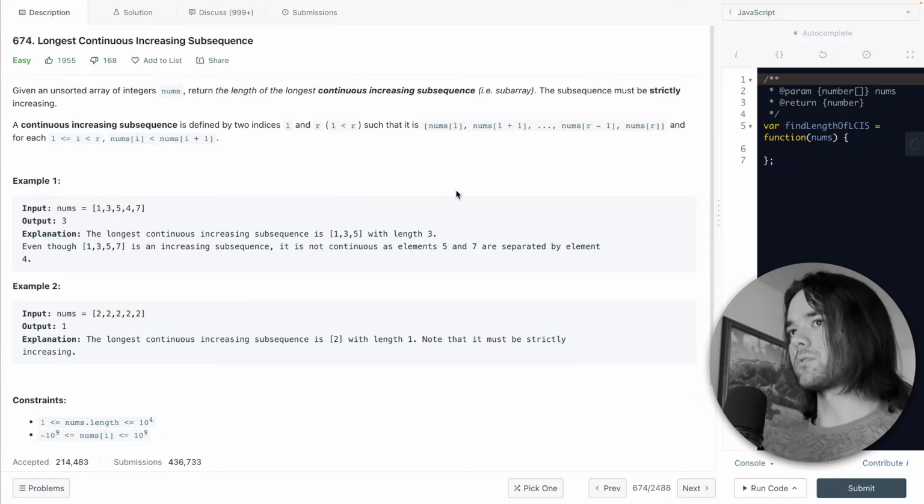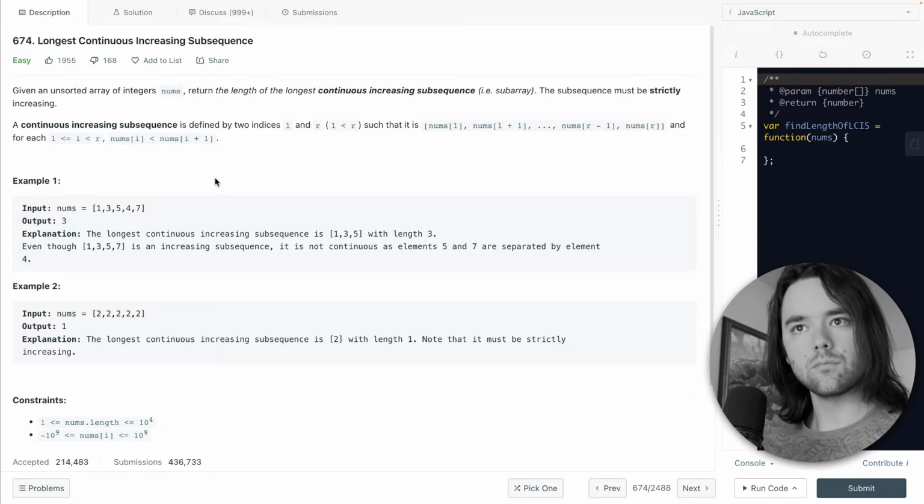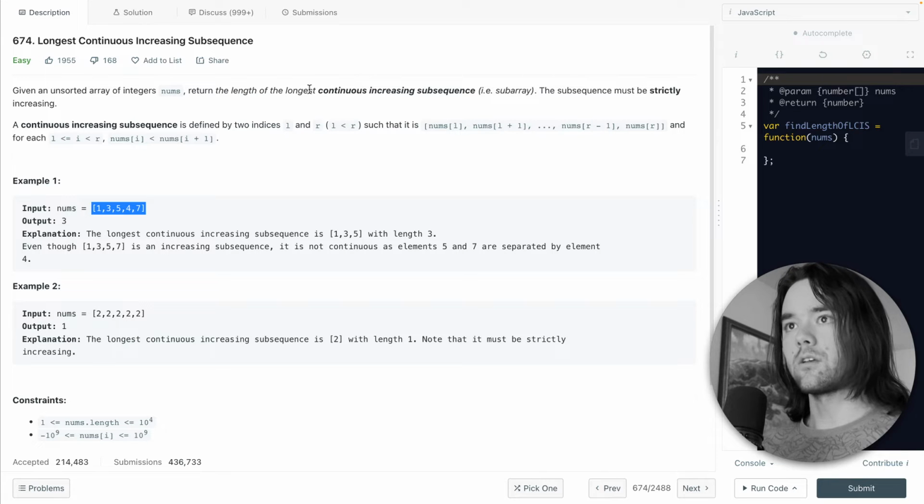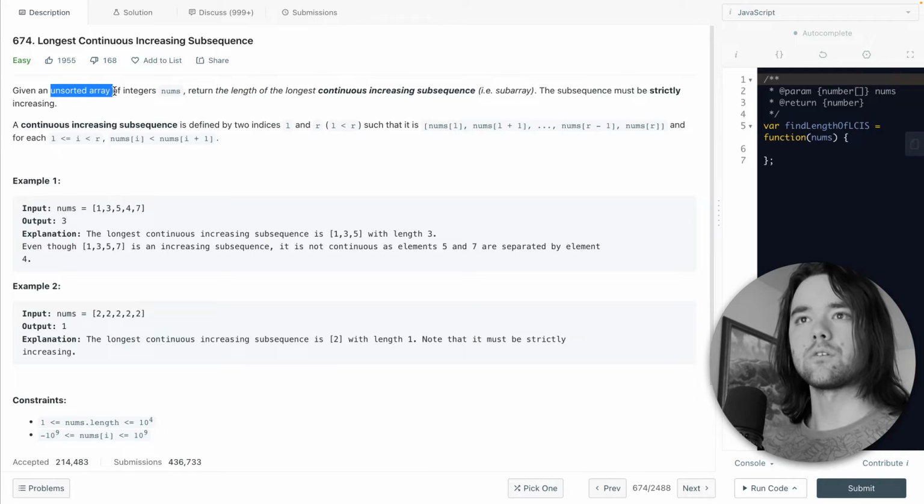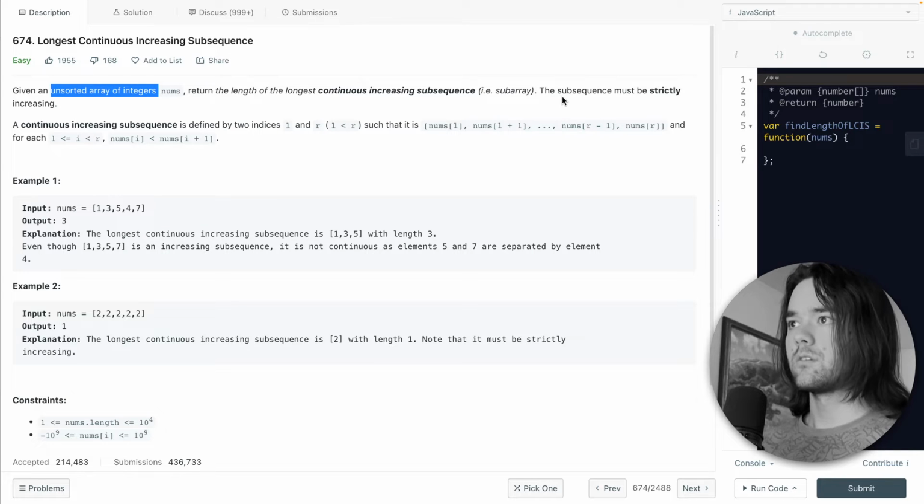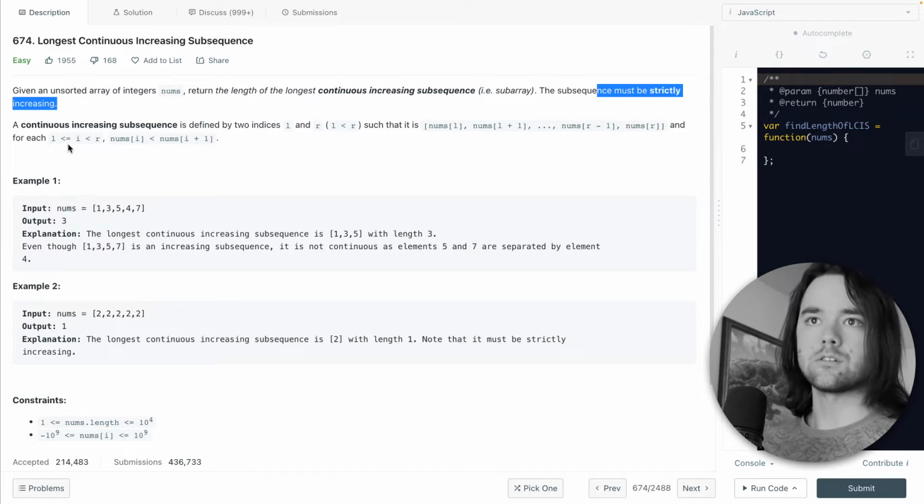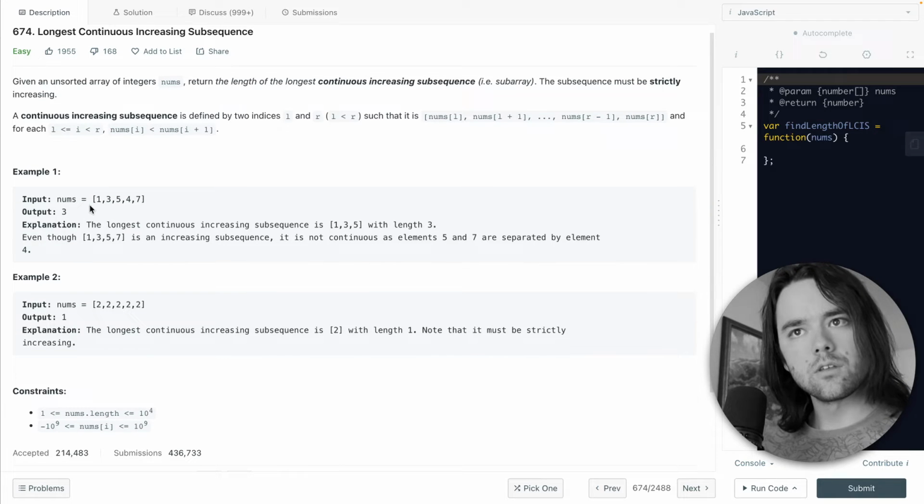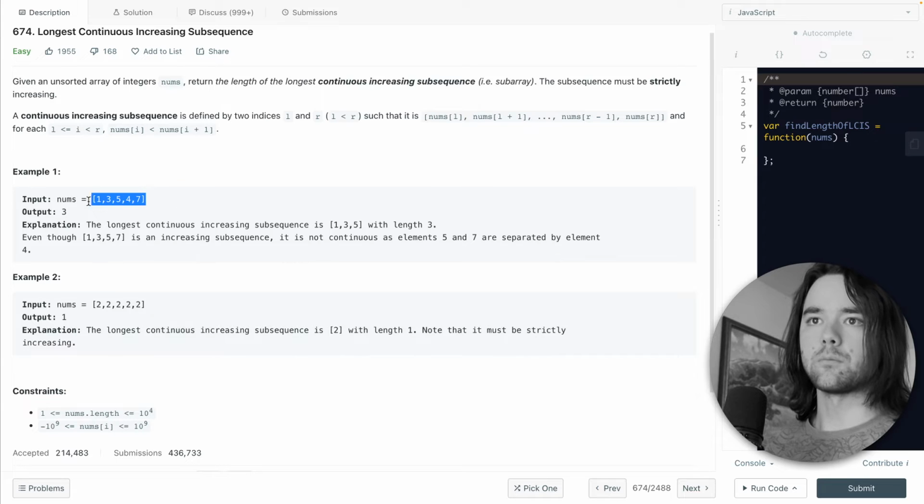Okay, let's look at some examples. This is sort of confusing. All right, so we have an unsorted array, that's what they say. Given an unsorted array of integers, return the length of the longest continuous increasing subsequence. This subsequence must be strictly increasing. Okay, so here they say the output is 3, and this is our given input.